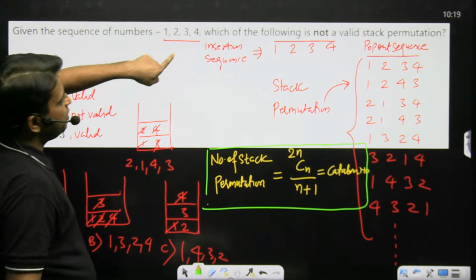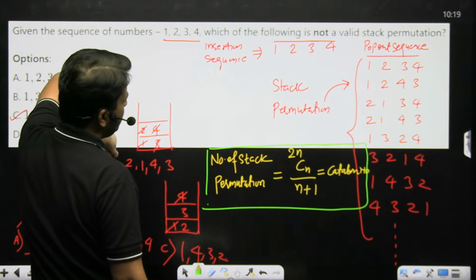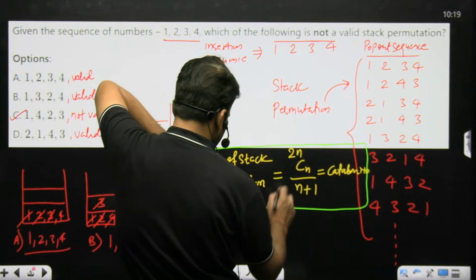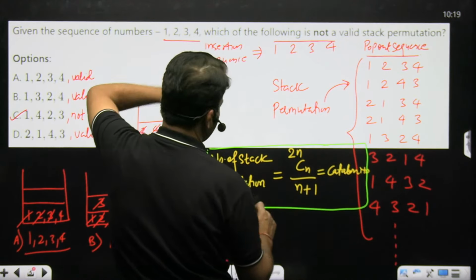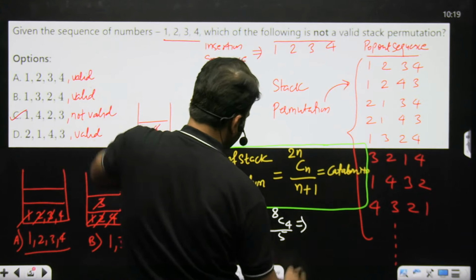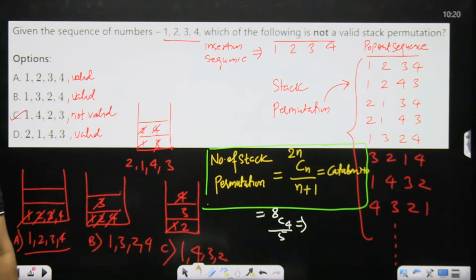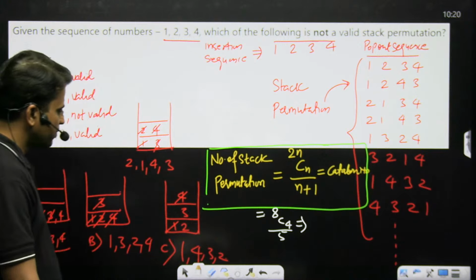So how many total valid stack permutations are possible if the numbers are arranged as 1, 2, 3, 4? You can substitute the value here and you will get the answer. So, sir, n is 4, given. So this is 8C4 upon 5. What is the value of this one? Calculate and tell me the answer. 8C4 upon 5.